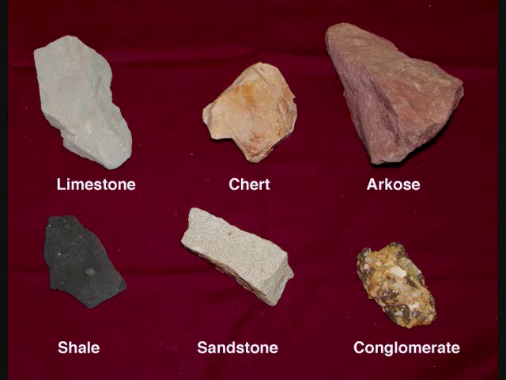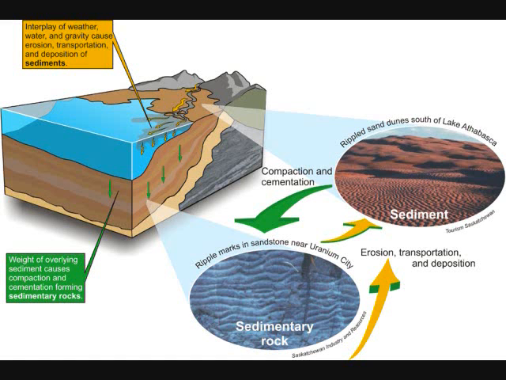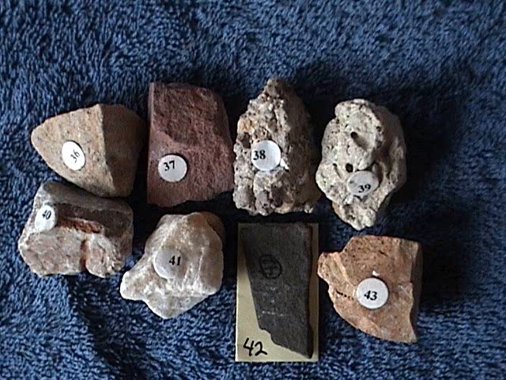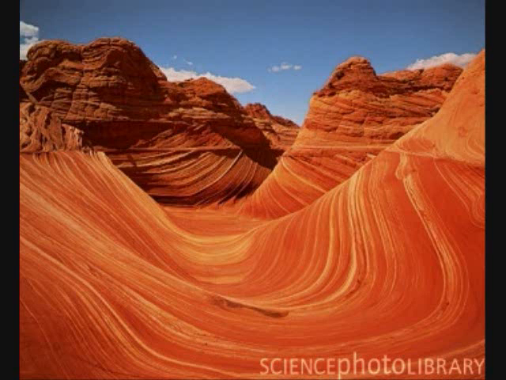And finally, sedimentary rocks. Sedimentary rocks are the rocks that are formed from the erosion, either chemical or physical, of other rocks that then get deposited in lakes, streams, the ocean, and through other geologic processes lithify and become a solid rock.